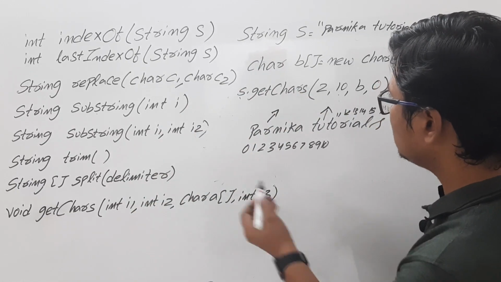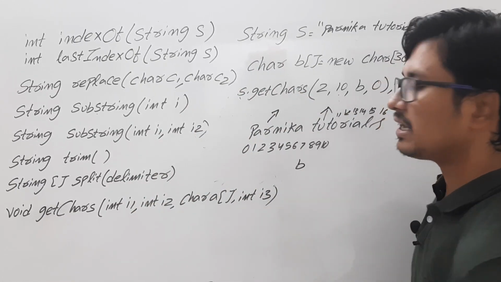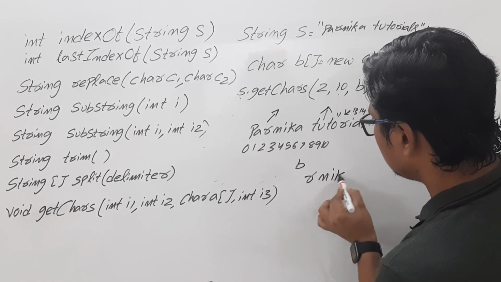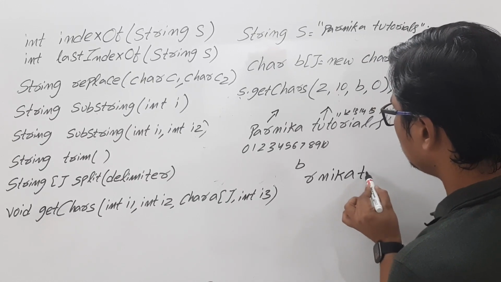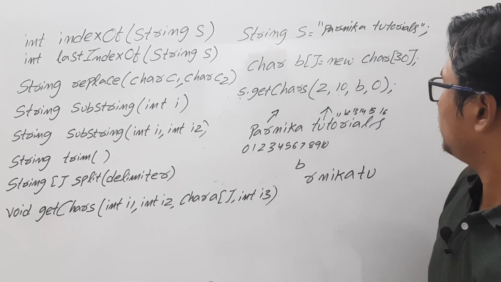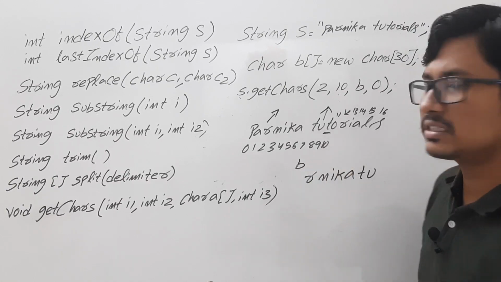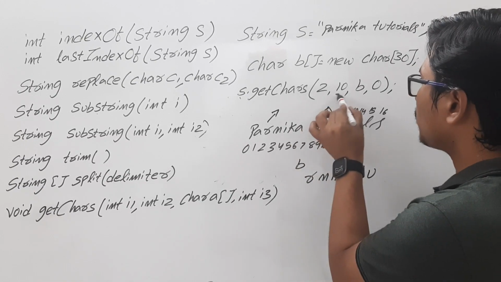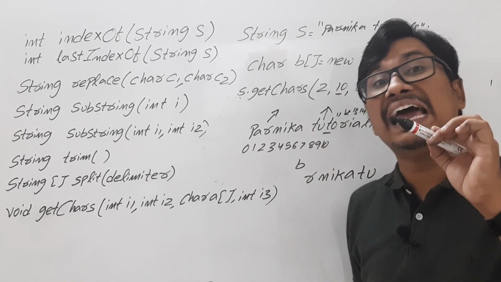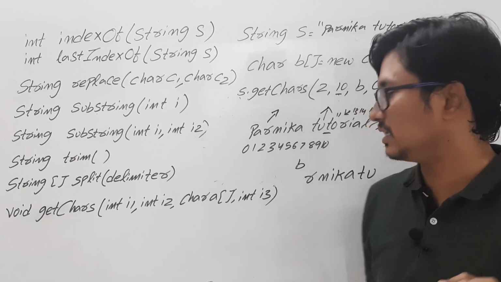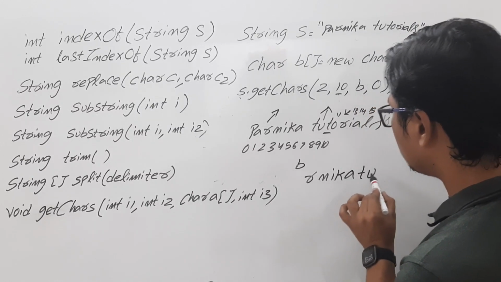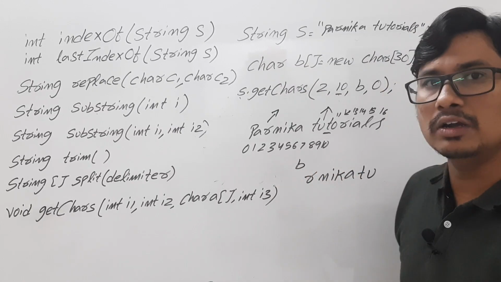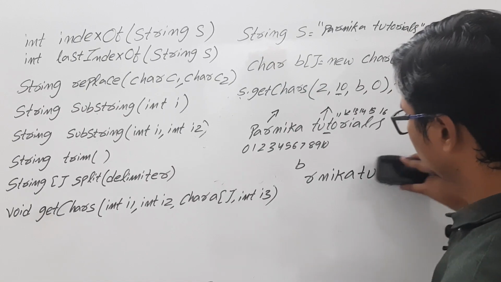Okay, so in this case what will happen is that in the character array b, R N I K A space T U will be copied, because at the 10th index T is there, at the 9th index U is there. As you are providing the end index as 10, it will exclude the character at index 10. So RNIKATU will be copied into the array called b. If you want to see the output, you can see it.